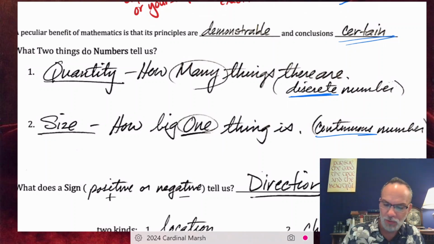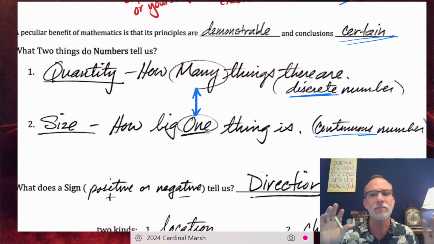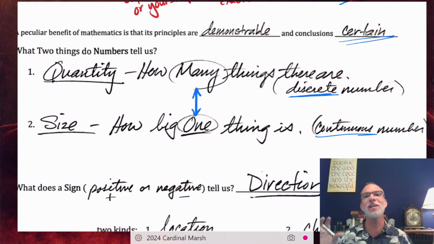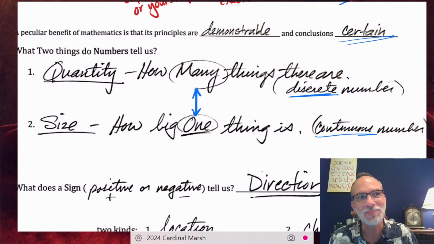And this actually, though, the one and the many, this is actually an important, even philosophical concept. There's a tension in the one and the many in all kinds of areas, not just in mathematics.